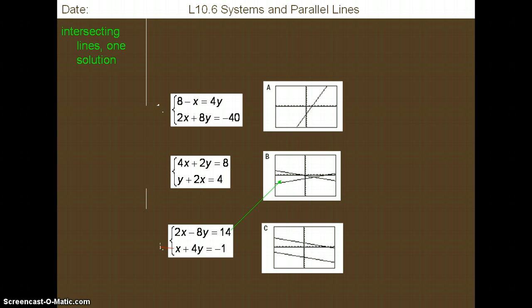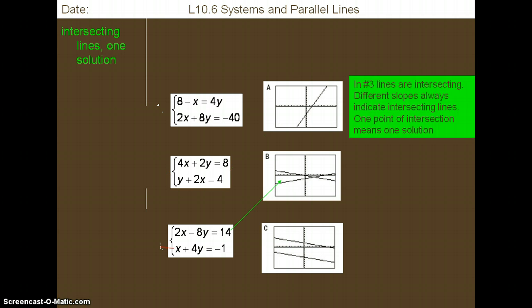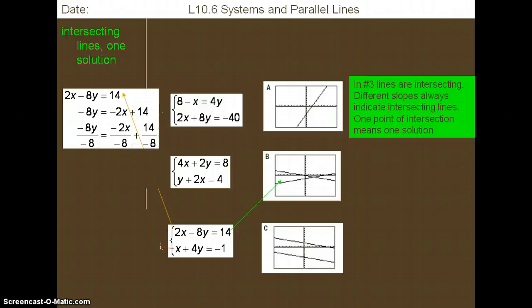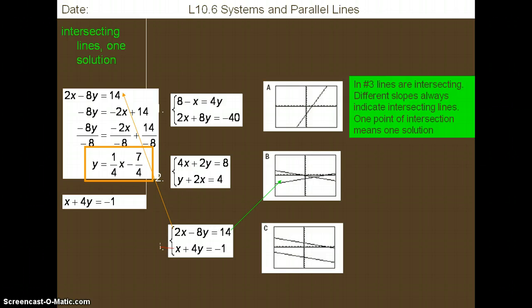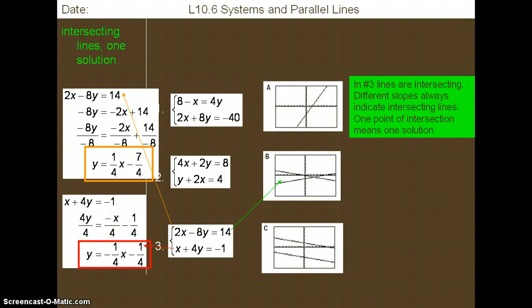And finally, number 3 is a match with graph B. The lines are intersecting. They have different slopes, and anytime you have different slopes, that indicates intersecting lines. One point of intersection means 1 solution. If we take a look, the first equation can be rewritten in a y equals format as y equals 1/4 x minus 7/4. The second equation can be written as y equals negative 1/4 x minus 1/4.